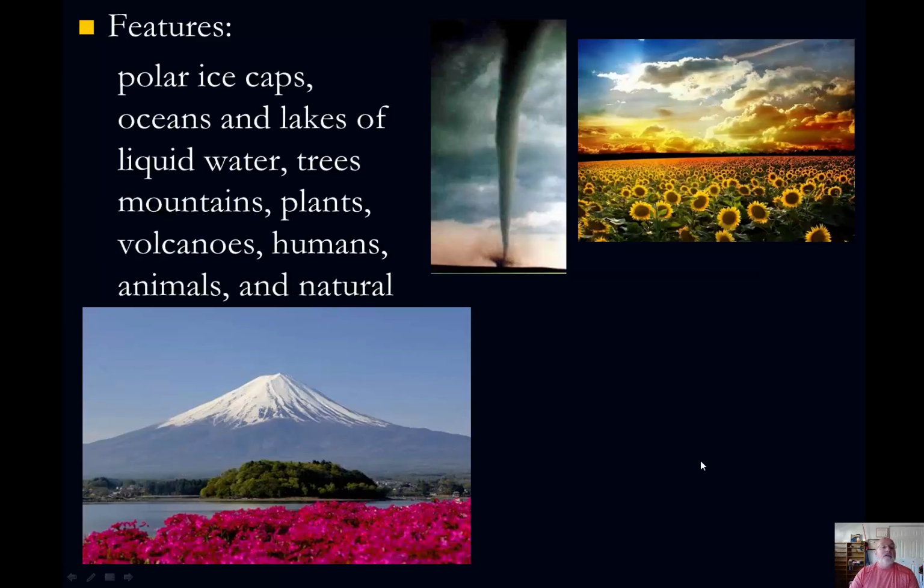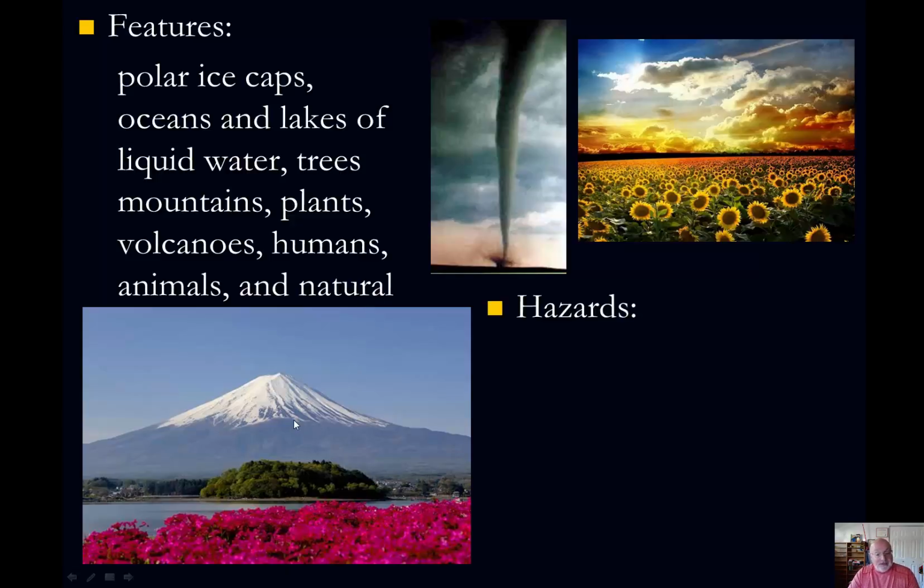Okay, features. We do have polar caps, high latitudes. We have ice in high altitudes. We have lakes with liquid water. We have trees. We have mountains. We have plants. We have volcanoes, beautiful volcanoes, humans, animals, and nature.